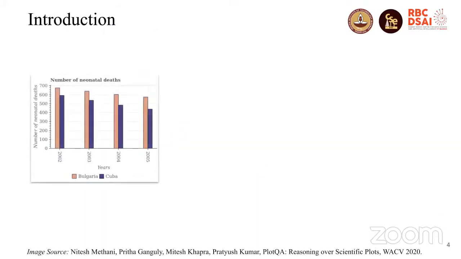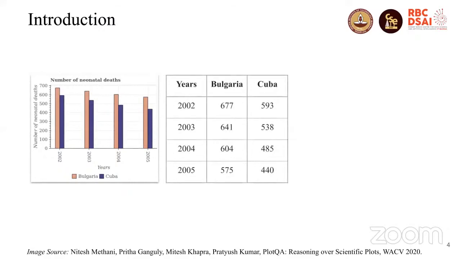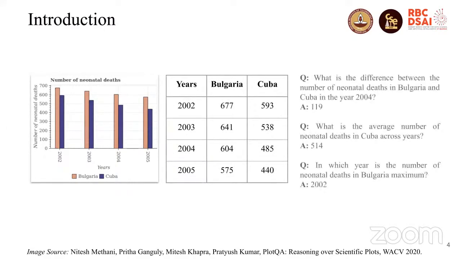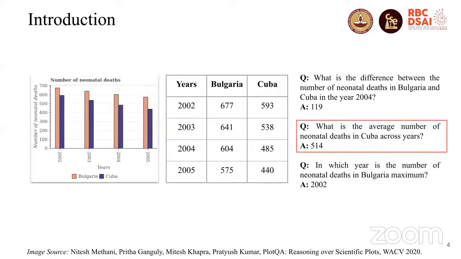For example, if you have a plot, you would want to construct a table with the data that the plot is representing. And once you have this table, you could have several question answering problems on top of that, right? For example, you could ask the question, what is the average number of neonatal deaths in Cuba across years? And you could answer it from this table. But that's fine. Why do you still need to detect elements in the plot? This is about question answering over tables. Because to construct this table, you'll have to detect the corresponding elements from the plot.